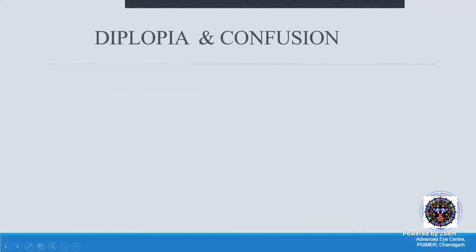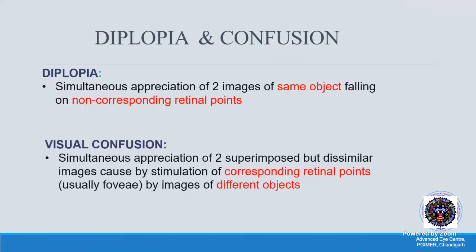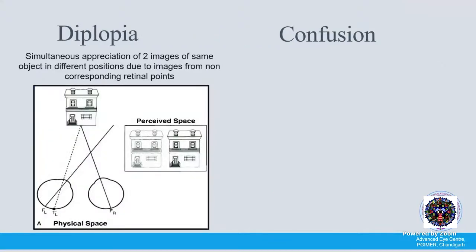So what do we mean by these two terms, diplopia and confusion? A simultaneous perception of two images of the same object falling on non-corresponding retinal points is diplopia. You see that I have highlighted two things: one same object and non-corresponding retinal points. By confusion, we mean appreciation of two superimposed images that are stimulating corresponding retinal points, but they are two objects. So again, to explain it a little better, we see two images of the same object because they are stimulating non-corresponding retinal points.